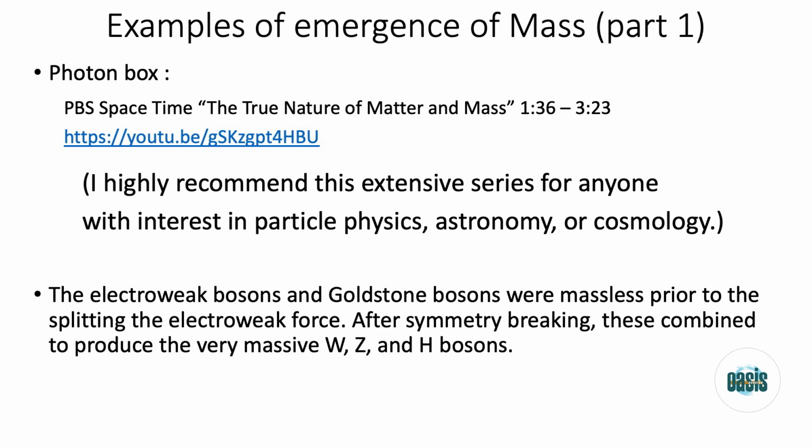When you heard the story about the Higgs mechanism and how it happened, well, it used to be the electromagnetic force and the weak force were combined early in the universe and they split out. Well, prior to that split, there were electroweak bosons and there were these Goldstone bosons, and they were all massless. After those forces split out, they recombined and actually made very massive particles. Another example of emergent mass.